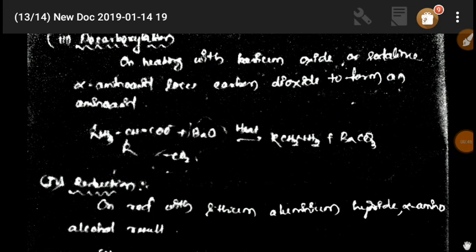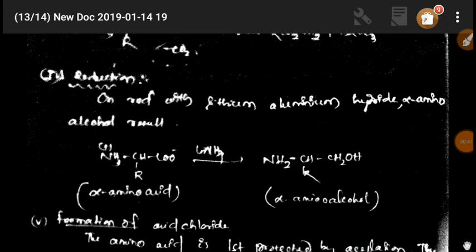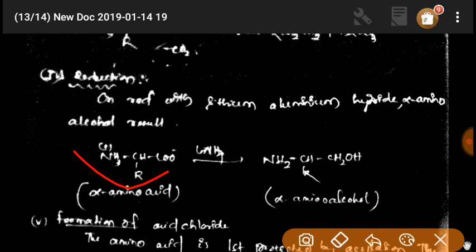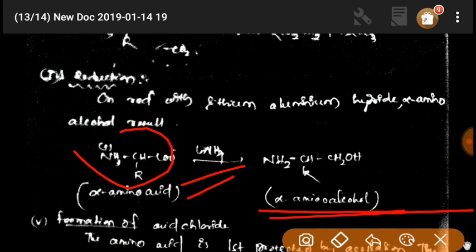Next I come to the reduction part. On reduction with lithium aluminum hydride, LiAlH4, also called LAH, an alpha amino alcohol will result. Okay, this is the amino acid part and we have to react it with LiAlH4. It is the reducing agent. Alpha amino alcohol will result.